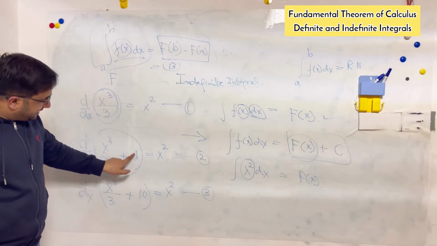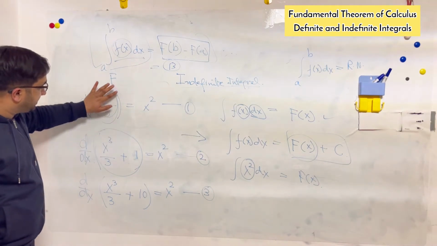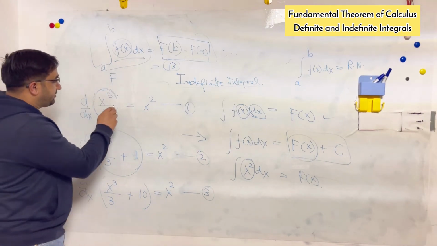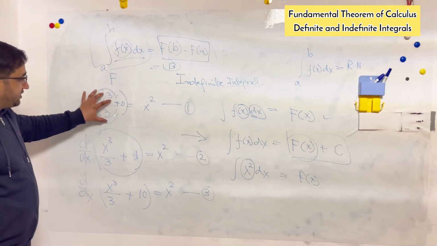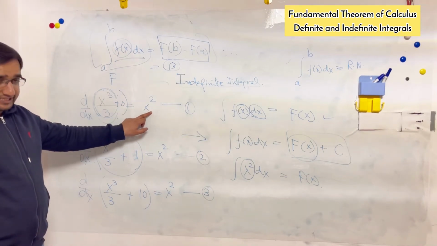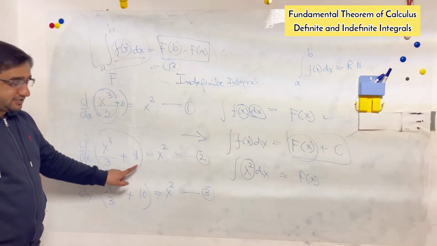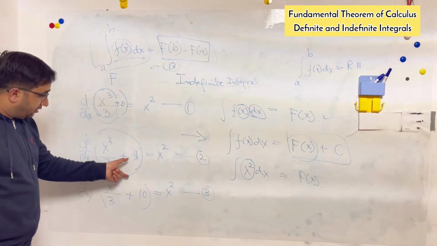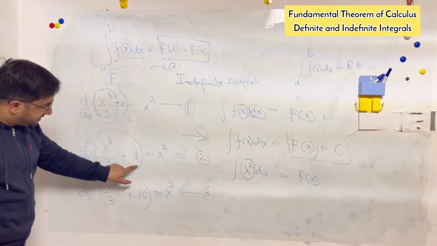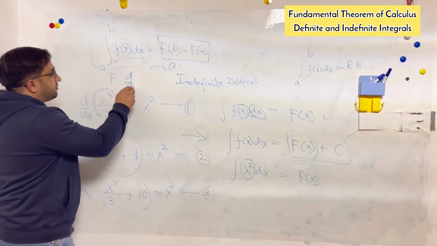So whether you keep this constant or you keep changing it. In this case there is also a constant, but it was 0. It was x cubed by 3 plus 0 and it gave me this answer. But instead of 0, if you have a number, positive or negative, your answer will again be x square. Why this? Because the derivative has removed that constant, because the derivative of a constant is 0.